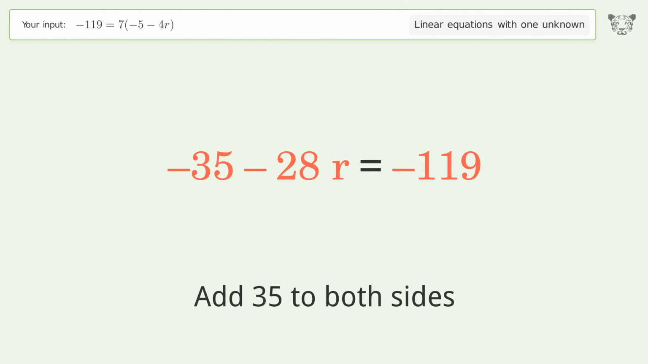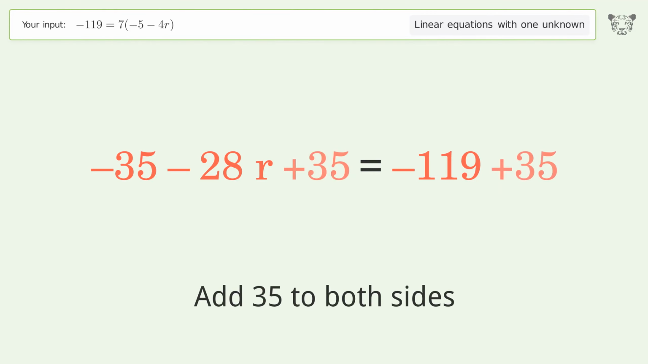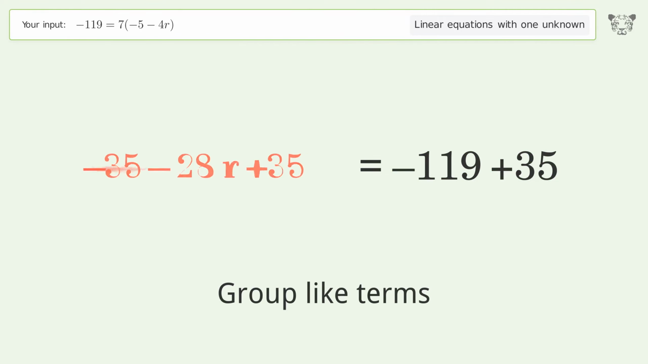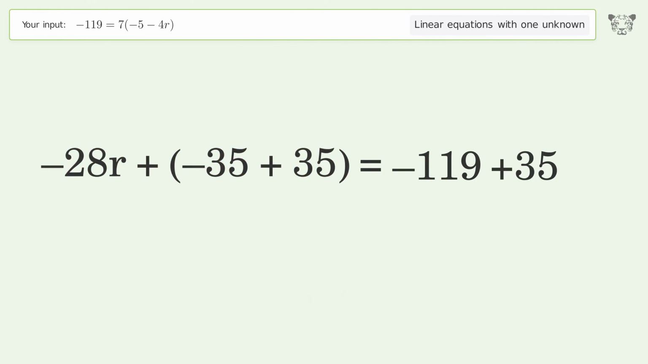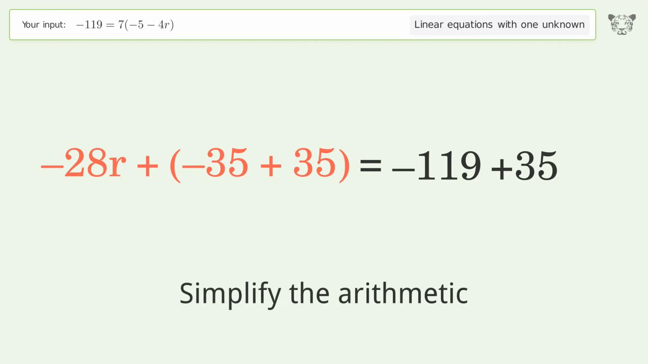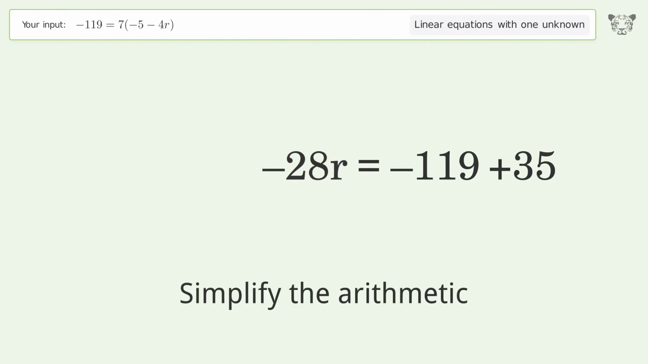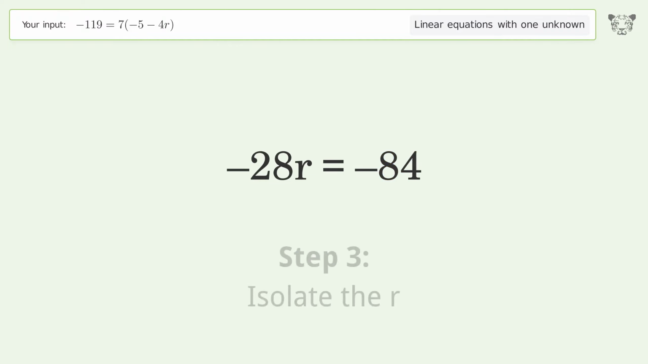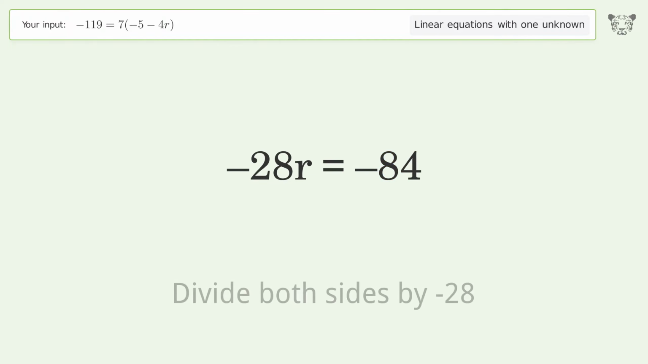Add 35 to both sides. Group like terms. Simplify the arithmetic. Isolate the r. Divide both sides by -28.